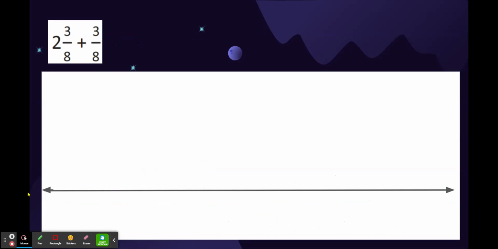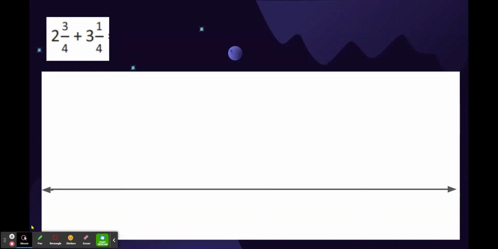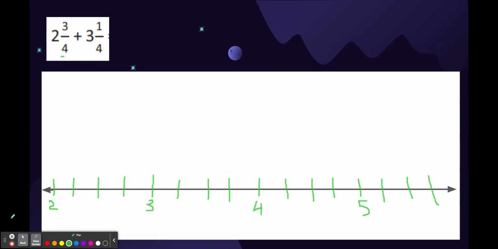All right, let's go to our next problem. This time we have two mixed numbers. We need to add 2 and 3/4 plus 3 and 1/4. So I have my number line. Let's go ahead and start at 2. And now we're going to separate our number line with fourths because that's the fraction we're using. Okay, so now I drew my number line, so let's go ahead and solve this problem.